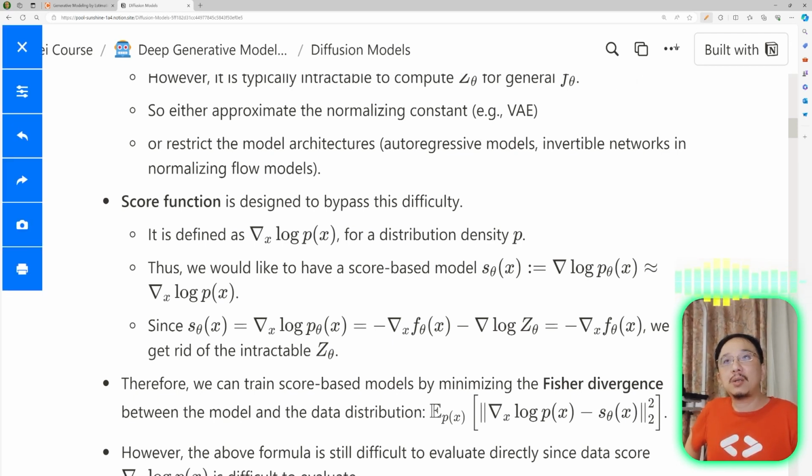The score function is in fact the derivative, actually the gradient, of log p(x). We are not trying to approximate log p(x) itself, we are trying to approximate the gradient of log p(x).